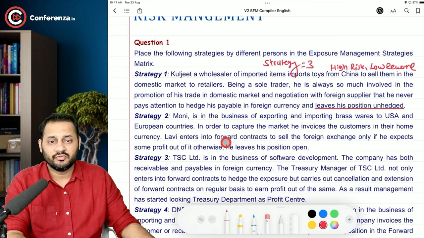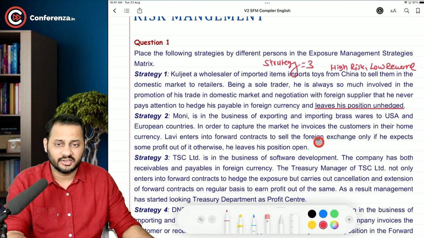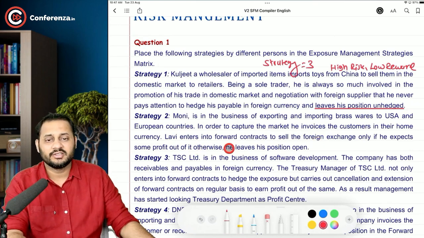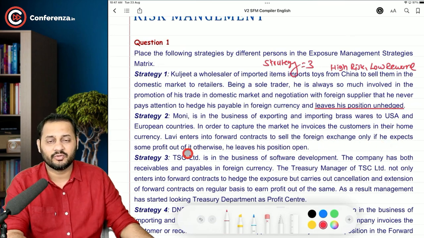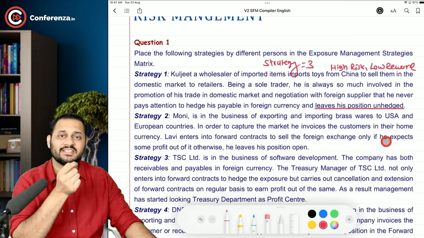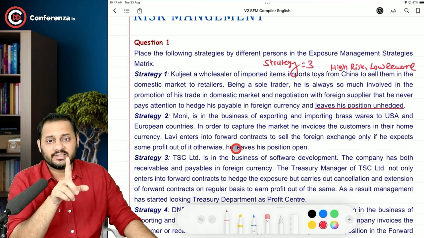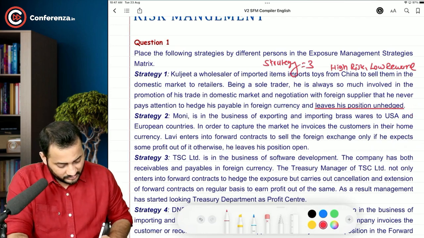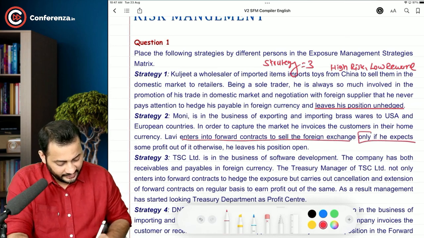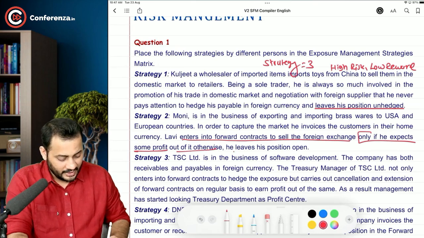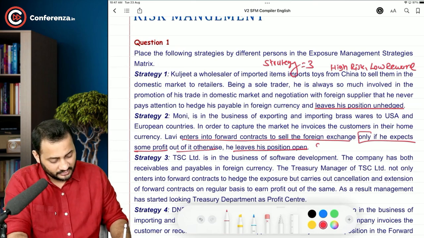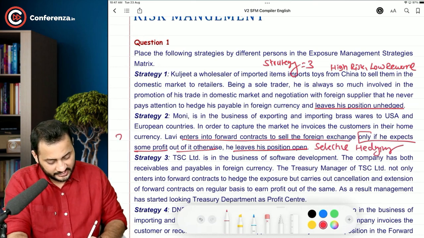Lavi enters into a forward contract to sell the foreign exchange. Lavi or Moni, I don't know. So he enters into a forward contract to sell the foreign exchange only if he expects some profit out of it. Otherwise, he leaves his position open. What kind of strategy is this? This is called selective hedging. It is clearly written that the person enters into a forward contract to sell the foreign exchange only if he expects some profit out of it, and otherwise he leaves the position open. This is called selective hedging. This is strategy number 2.